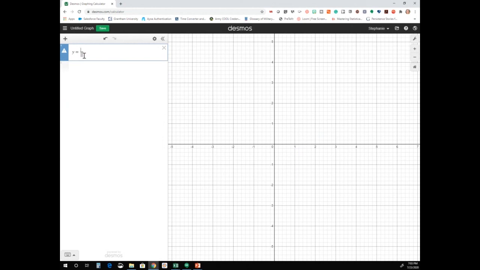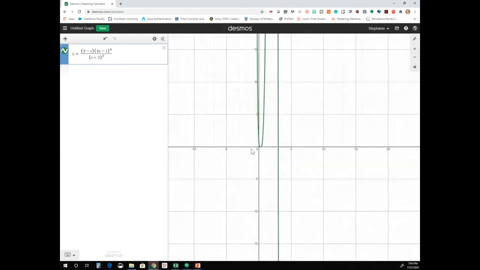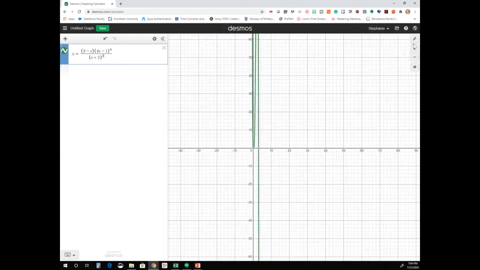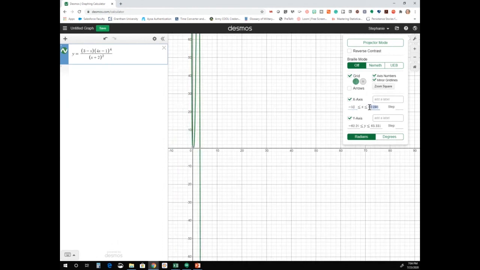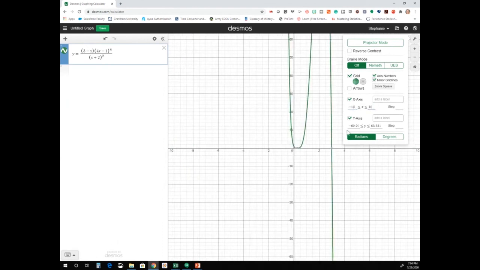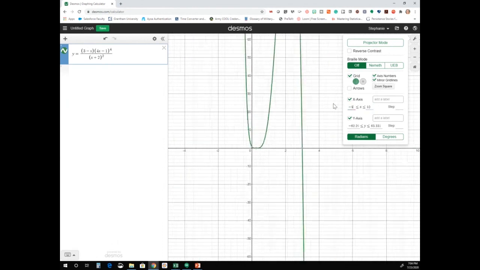So on the top, 3 minus x, 4x minus 1 to the 4th, and then denominator, x plus 2 squared. So the question is, where is it less than 0? I'm going to modify my x-axis so you can get a better picture. Actually, let's do -5.